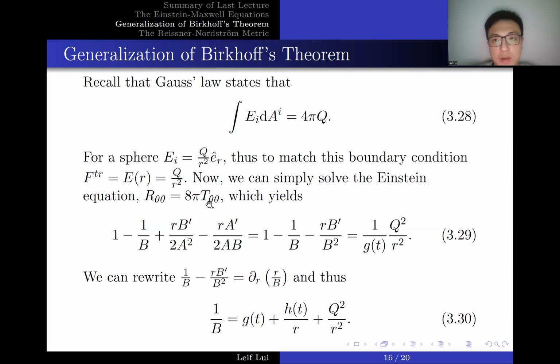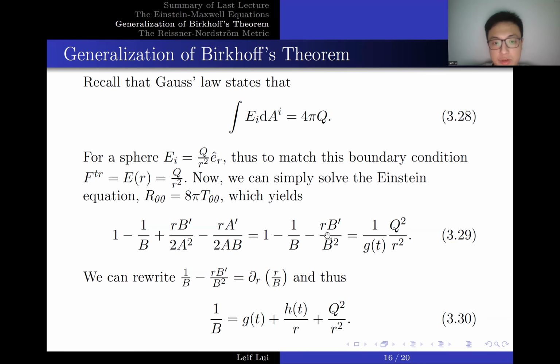So we have to compute the r theta theta component, and we have to equate this to 8 pi times T theta theta. And doing so, we get this expression, right? This is quite an ugly differential equation, but we can rewrite it in a nicer expression. We can rewrite it like this, right?